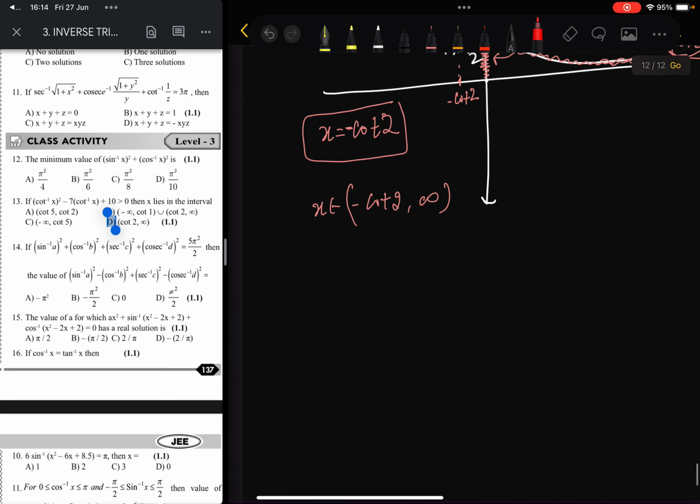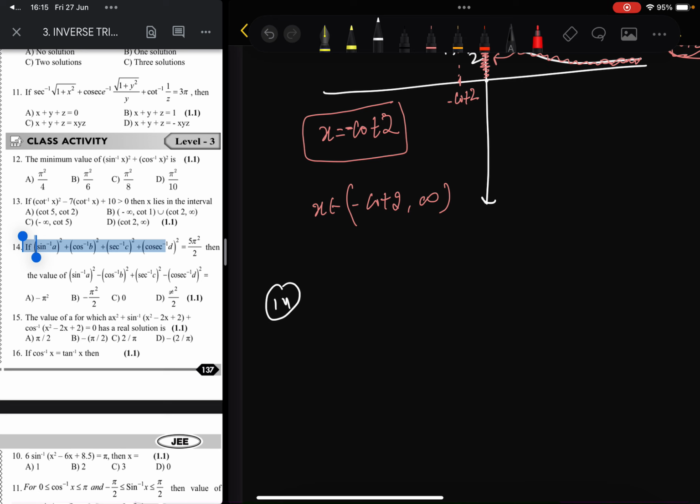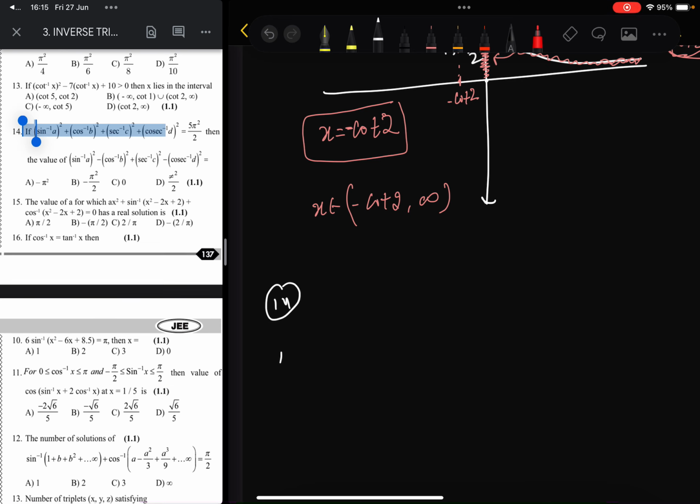Okay, now the next question, number 14. Question number 14, we have already discussed. Here the sum is 5 pi square by 2, so these functions should give maximum values. Sine inverse will give pi by 2, cos inverse x can give pi, and cosec inverse will give pi by 2. Take the square of each, and if you add them, you will get 5 pi square by 2. So simply like this you can solve. Question number 15.